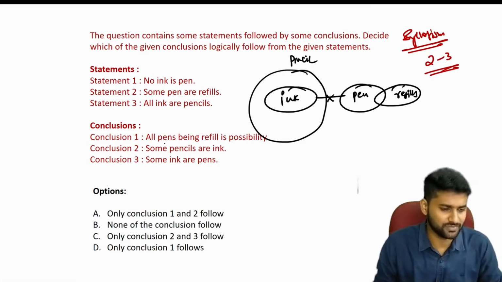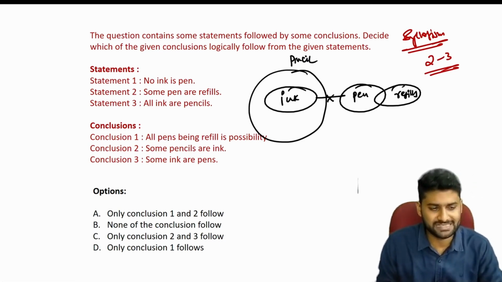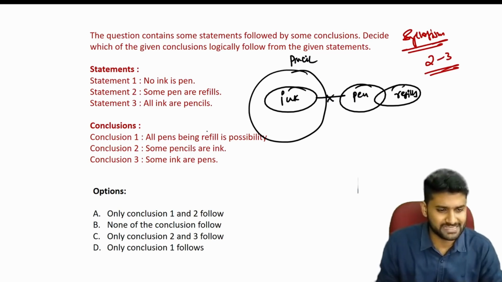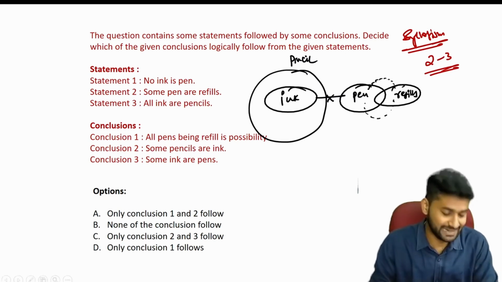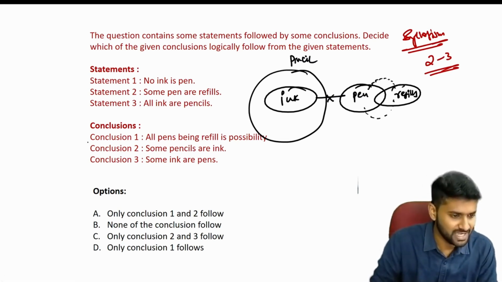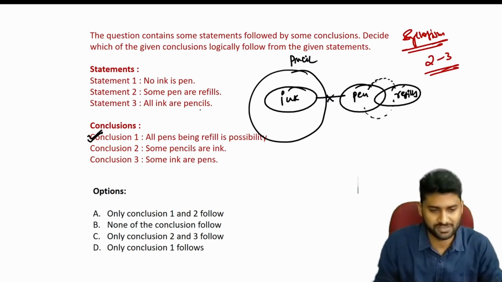Now go through conclusion one. All pens being refill is a possibility. Is it possible all pen is refill? Guys, is it possible? Yes, we can say that all pen can be a refill, all refill can be a pen. It's possible, not exact. So that's why conclusion one follows.